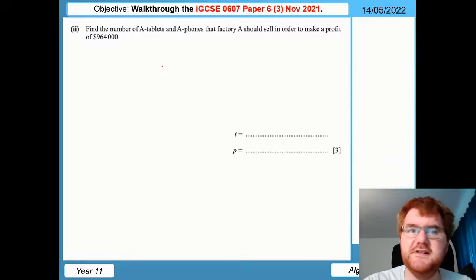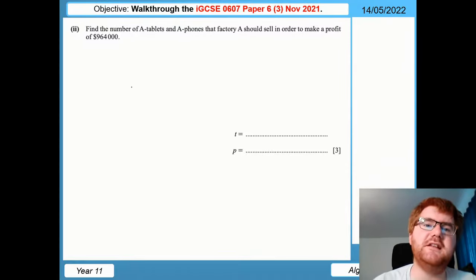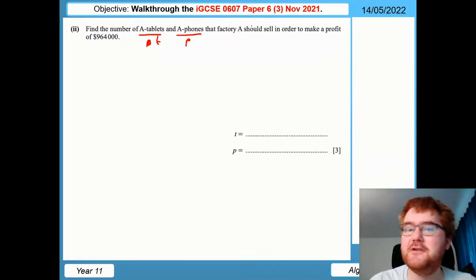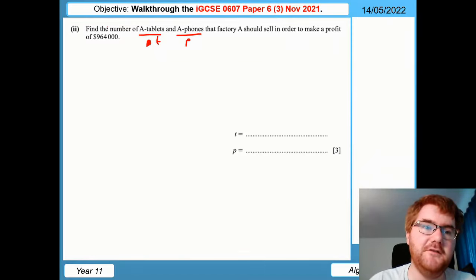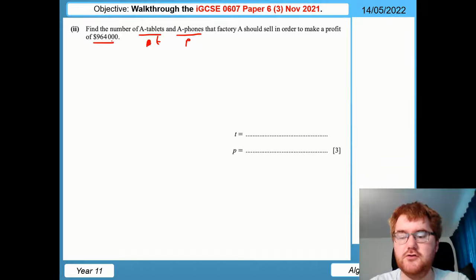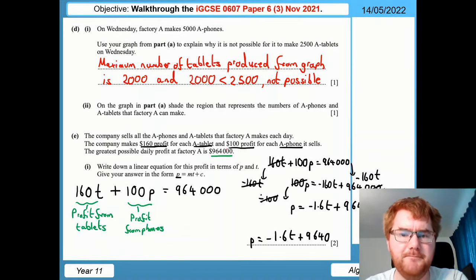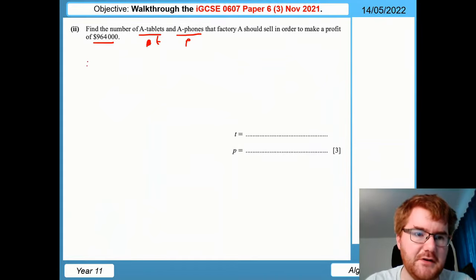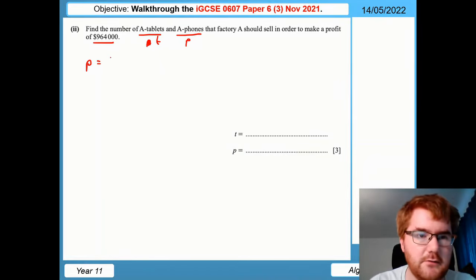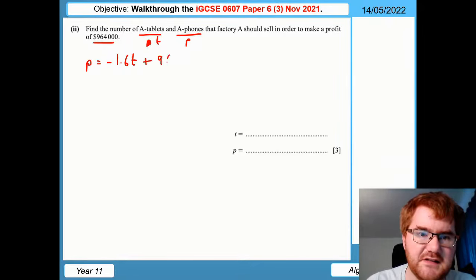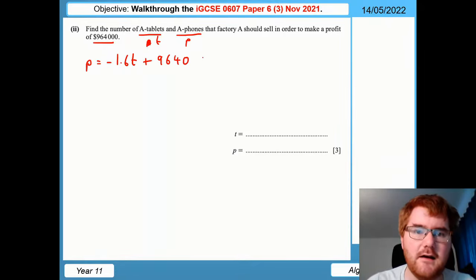Okay, so now we're going to use this. Find the number of A tablets, so that represents the T here, and this represents the P, that factory A should sell in order to make a profit of $964,000. Now remember, that's the greatest possible profit that we want to work out. So what we have here is two equations. So we're going to put down what we had before. P equals minus 1.6t plus 9,640. So that here represents the greatest profit we can make.